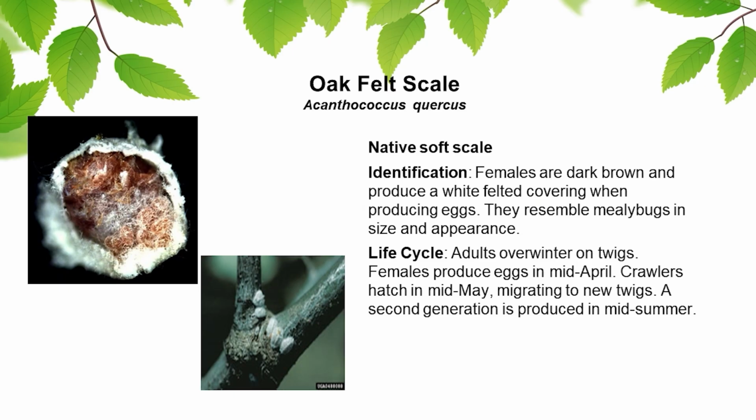Oak felt scale. Oak felt scale are a soft scale that are native to the United States. The female oak felt scales are dark brown. They have a white felt-like cover when they are producing eggs. They resemble mealybugs in size and appearance. Oak felt scale overwinter as adults on twigs. The females produce around 100 eggs in mid-April. Crawlers hatch in mid-May and migrate to new twigs. A second generation is produced in midsummer.